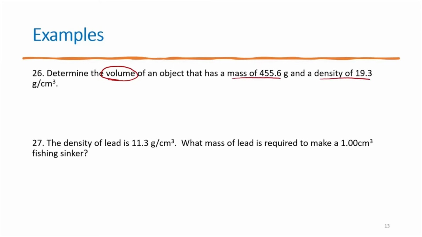I can reorganize this equation. Density equals mass over volume. If I want to solve for volume, that just means mass over density. So volume is equal to 455.6 grams divided by 19.3 grams per centimeter cubed. This gives me, let's see, where's my answer? 23.6 centimeters cubed.